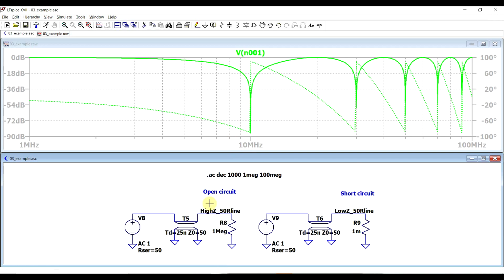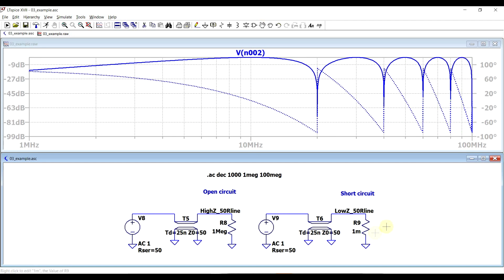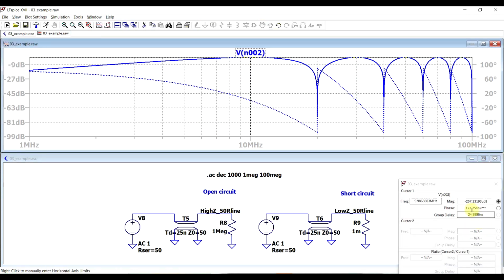And at these frequencies, the impedance is inverted, so rather than seeing an open circuit, we're seeing a short circuit. So we see a very small impedance from the signal source side. In a similar fashion, on the short-circuited transmission line, at our quarter wavelength frequencies, we're seeing it as an open circuit. So we see the input signal being unaffected, so it's at 0 dB.